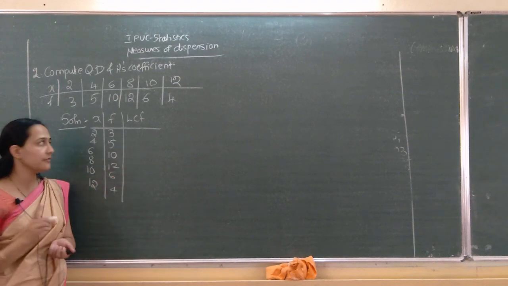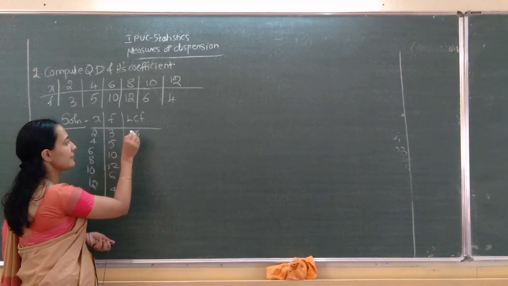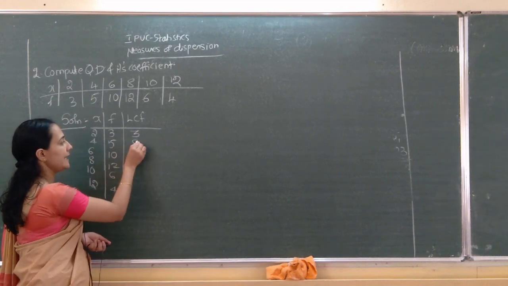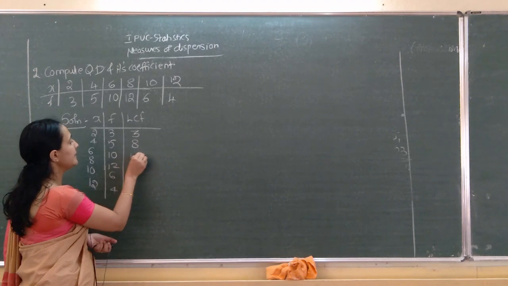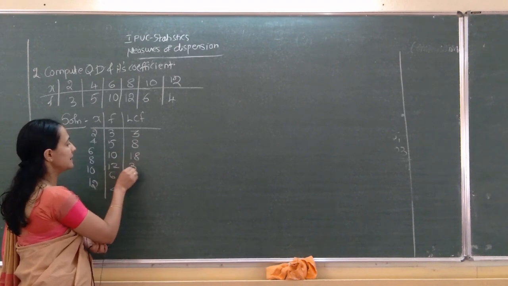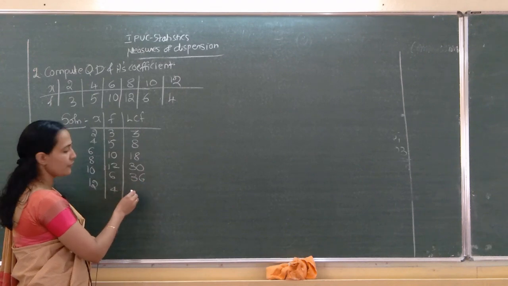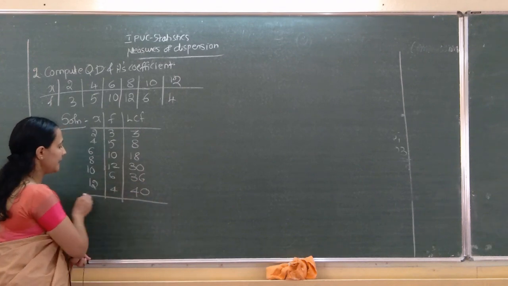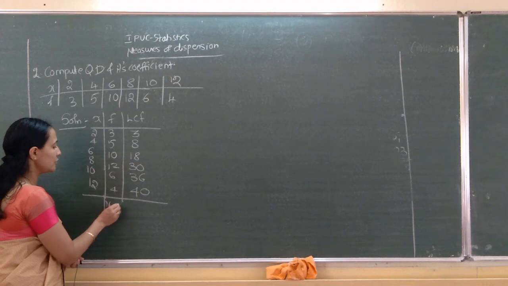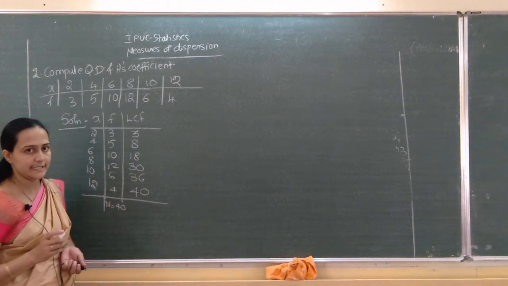First less than cumulative frequency will be 3 itself. 3 plus 5 is 8, 8 plus 10 is 18, 18 plus 12 is 30, 30 plus 6 is 36, 36 plus 4 is 40. So, capital N, the total frequency, is 40 itself.